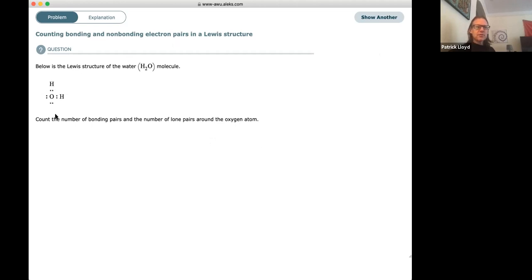Here's a water molecule. Count the number of bonding pairs and number of lone pairs around the oxygen. Okay, there's your oxygen. So it has 2 lone pairs here and then 2 bonding pairs. Okay, looks good.